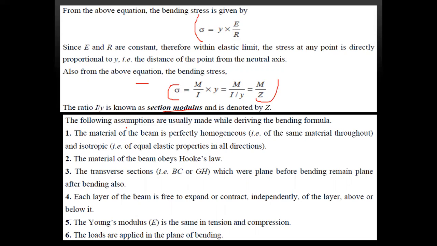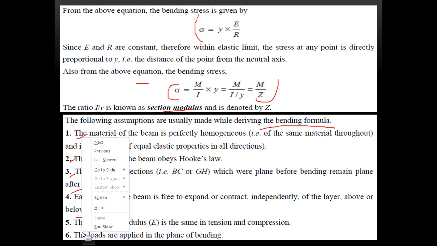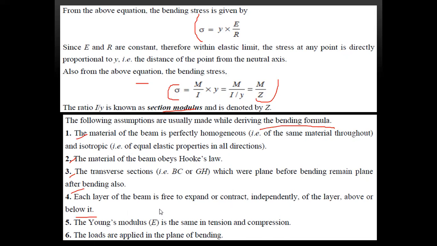The assumptions usually used for deriving the bending formula, and these are the major types of assumptions: The material of the beam should obey Hooke's law. The material of the beam is perfectly homogeneous. The transverse sections remain plane. Each layer of the beam is free. The Young's modulus is the same. The loads are applied in the plane of bending.